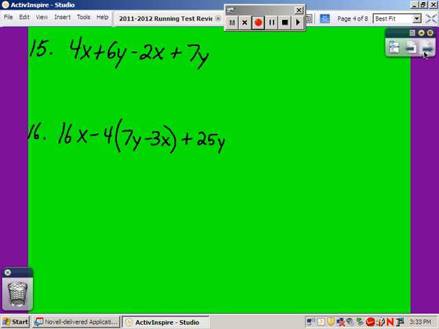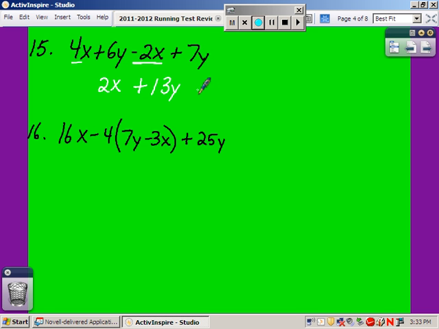So in this case, these problems are sort of separate right now, but I'm looking for like terms. I got an x term here and an x term here. Positive 4 and negative 2, that gives me 2x. And then I got 6y here and 7y here. That's 13y. All done.